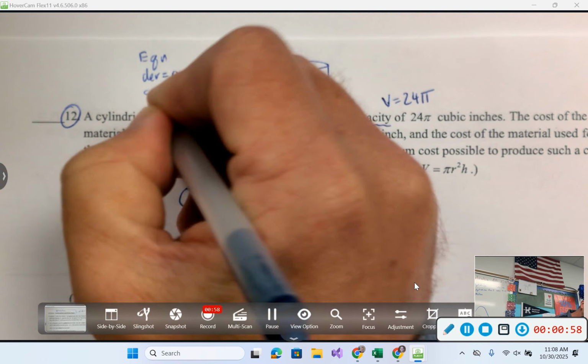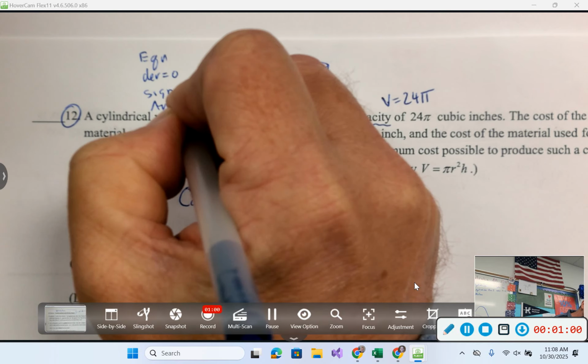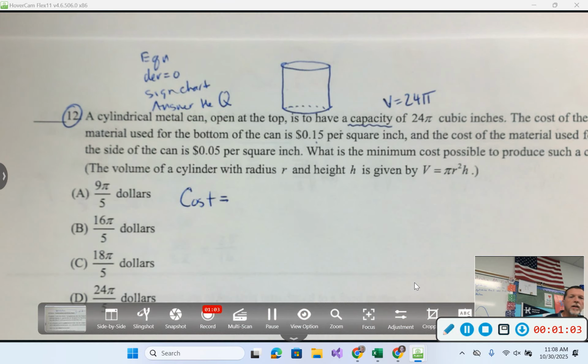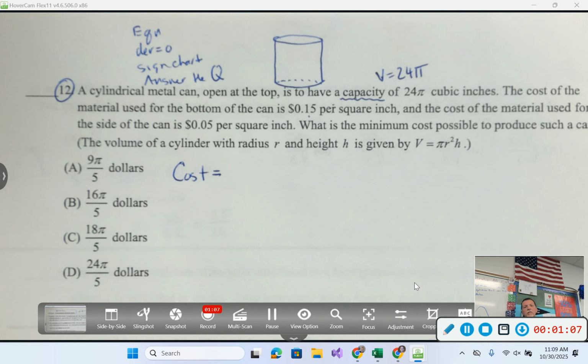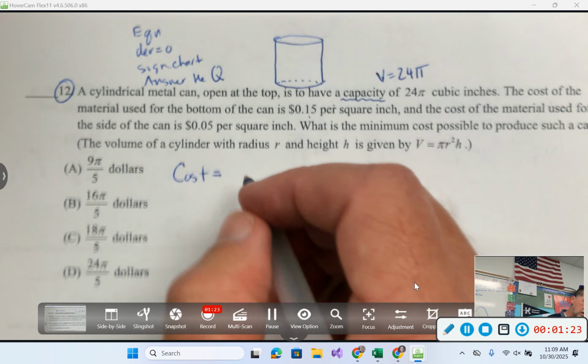If I need my roadmap: find an equation, set the derivative equal to 0, check the sign chart, or if you're convinced you're good, then maybe it's okay because it's multiple choice, whatever, just be careful. And then make sure you answer the right question, because this could be asking for radius, for height, for cost. Could ask a lot of different things.